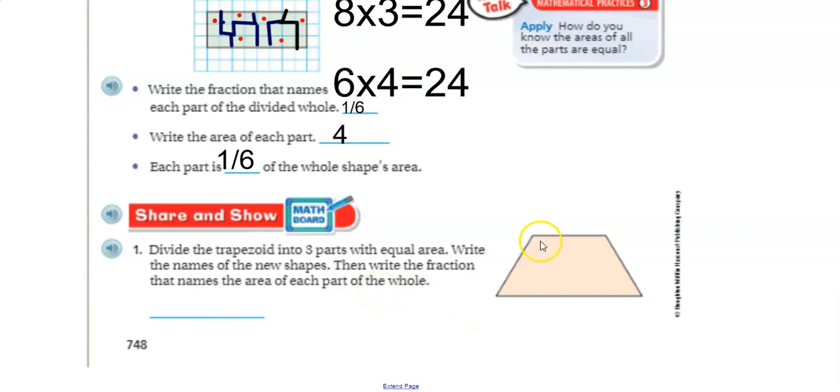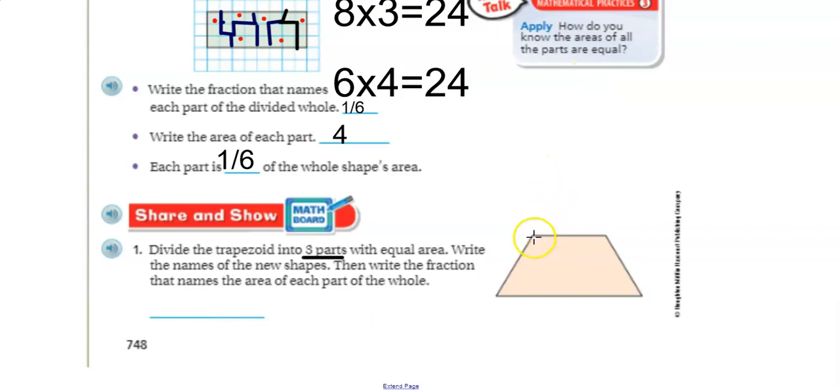All right, so going down below, oh, this one's really cool. This is awesome. So let's read this. It says, divide the trapezoid into 3 parts with equal area. The area is the same inside. So that means however much space that you have in one part, you have to have in all parts. So 3 parts with equal area. Write the names of the new shapes. So I'm going to give you a second to think about how can you divide this trapezoid into 3 equal parts. Go ahead.